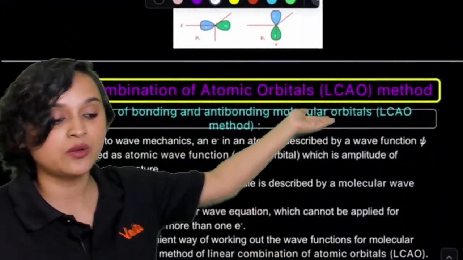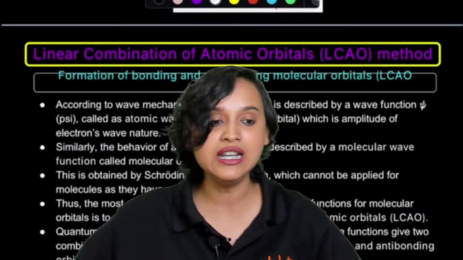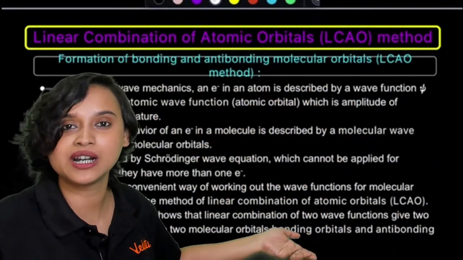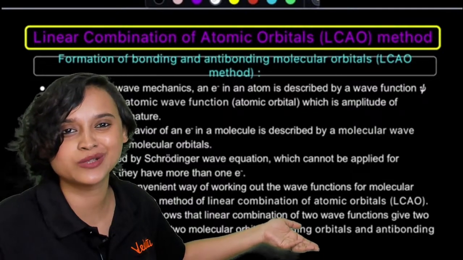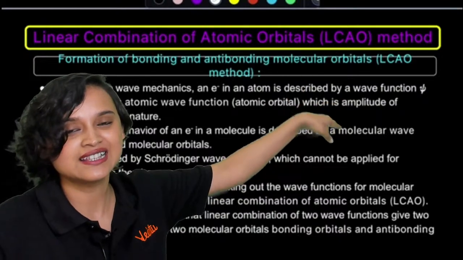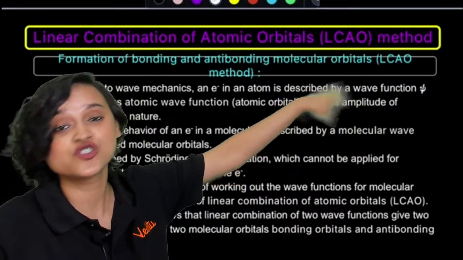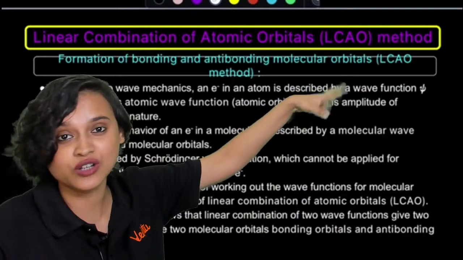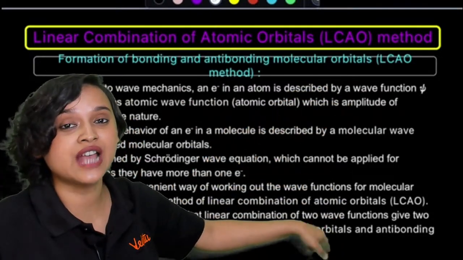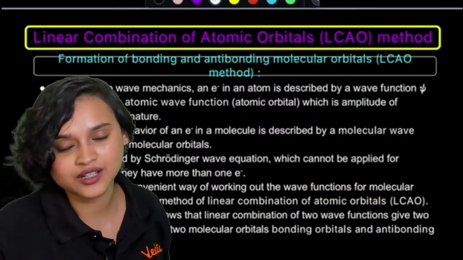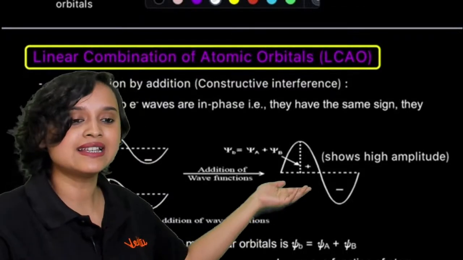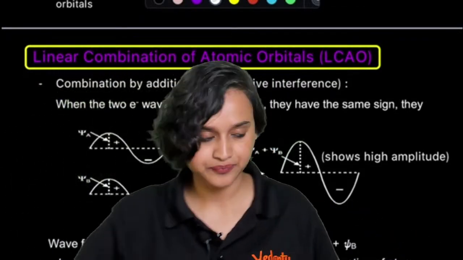So see, this is what I was teaching you: linear combination of atomic orbitals. A lot of it is written, but I hope that you understand it. Constructive interference, psi A plus psi B. When you solve all the Schrodinger equation, but you don't have to, that's out of syllabus. If it is destructive interference, what do you do? Psi A minus psi B. That's it. This is what you study, right?